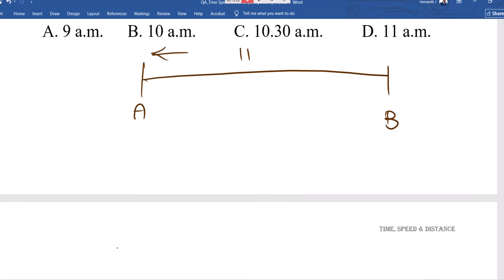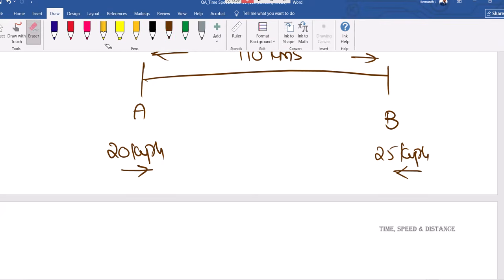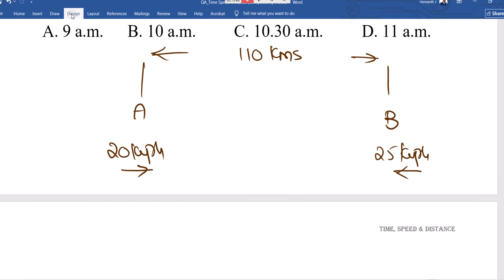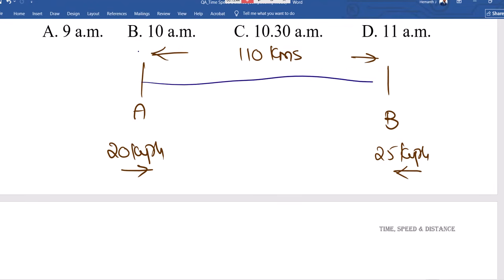110 kilometers is the distance, and the trains are in opposite directions. One train is traveling at 20 km per hour, the other at 25. Now, can I apply the formula? Time is distance by speed. Distance is 110. Speed is 20 plus 25, because it is the opposite direction, so you add.